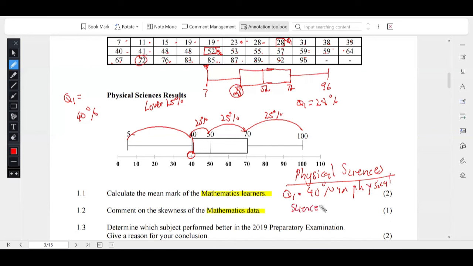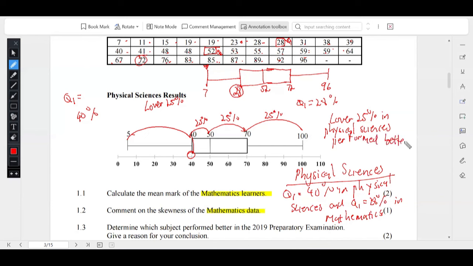And then we have Q1 being 28% in mathematics. So that means the lower 25% in physical sciences performed better as compared to the ones in mathematics. So physical sciences is the subject in which there was a better performance, right? So your reasons are that your Q1 in physical sciences is 40%, while the Q1 in mathematics is 28%. So our Q1 gives us accurate data in terms of the performance.